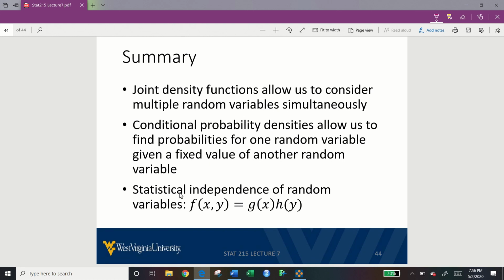Let's do a quick summary. One of the things we learned was that joint density functions allow us to consider multiple random variables simultaneously. Second, we learned that conditional probability densities allow us to find probabilities for one random variable given a fixed value of another random variable. And finally, we learned about statistical independence of random variables. Remember our rule, f of x comma y equals g of x multiplied by h of y.